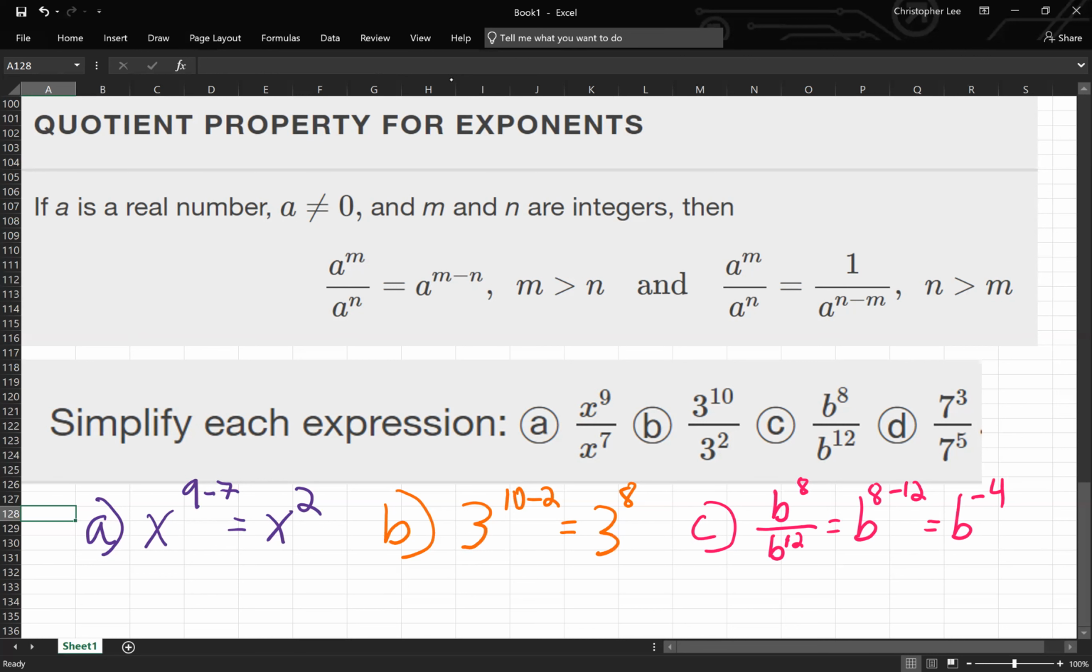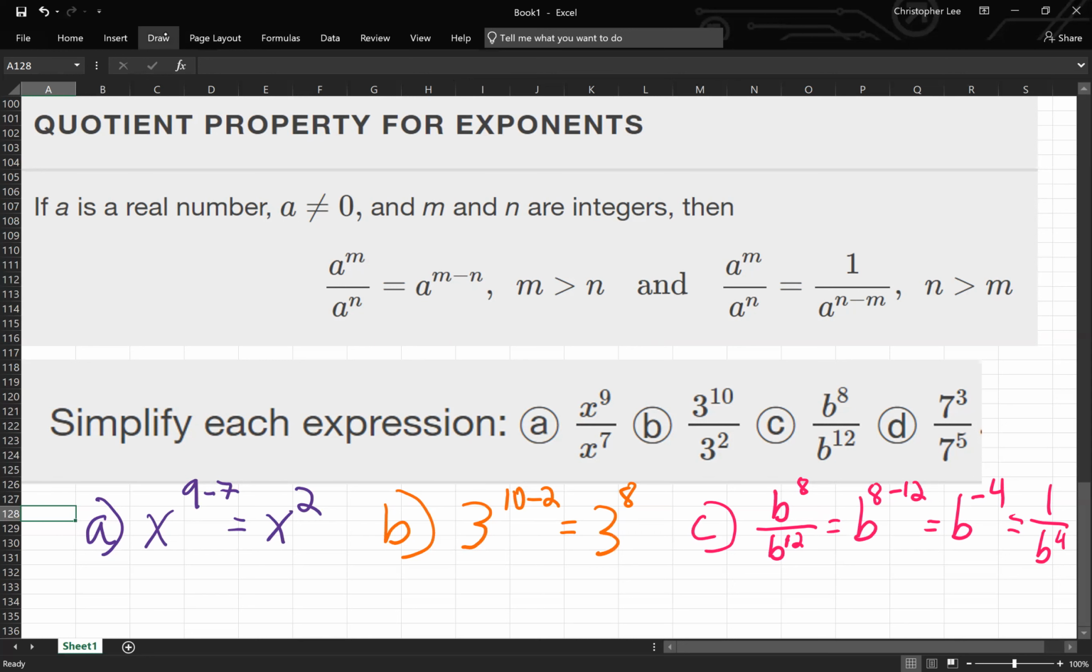So now I'm going to let y'all know we cannot have negative exponents. It's illegal for us to have negative exponents. So what do I do with that? I'm going to throw it in the denominator, make it positive. So it's going to become 1 over b to the 4th power. And that's it.